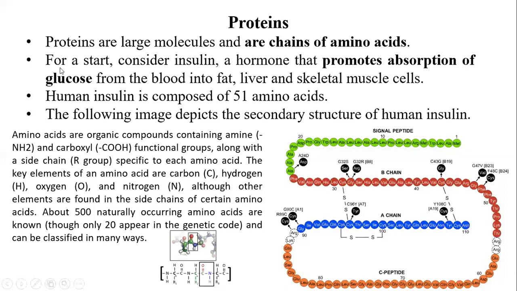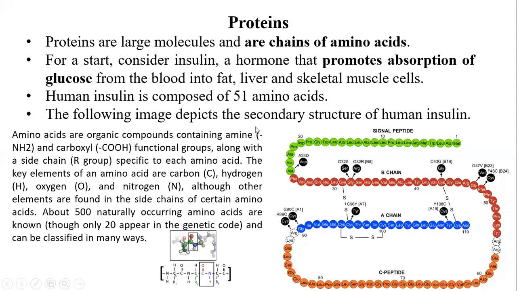For a start, consider insulin. Insulin is basically a protein and a hormone that promotes the absorption of glucose from the blood into fat, liver and skeletal muscle. जो हमारी बॉडी में फैट, लिवर, skeletal muscle उसमें जो एक्स्ट्रा ग्लूकोज होती है, इंसुलिन उसको अब्जॉर्ब कर लेता है. अगर आपकी बॉडी में इंसुलिन की डेफिशिएंसी हो जाती है एंड दैट मीन्स के उस पर्सन को डायबिटीज हो गया या उसके जो शुगर लेवल है वो इंक्रीज हो गया है. So just because of the deficiency of insulin. Human insulin is composed of 51 amino acids.